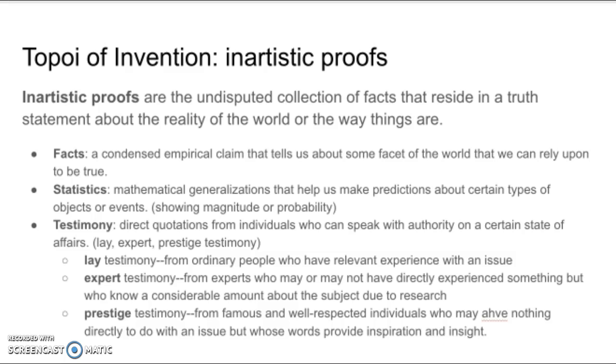So as you probably know, facts are a condensed empirical claim that tells us about some facet of the world that we can rely upon to be true. Statistics are mathematical generalizations that help us make predictions about certain types of objects or events, and statistics show either magnitude or probability.